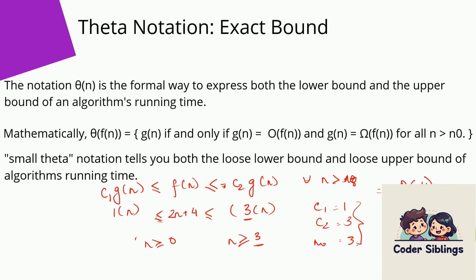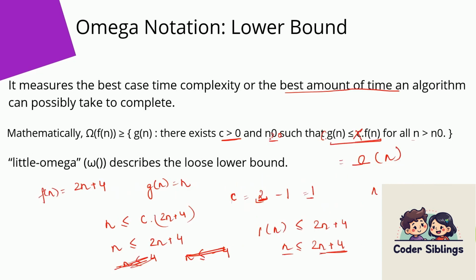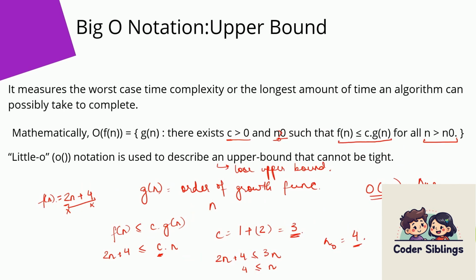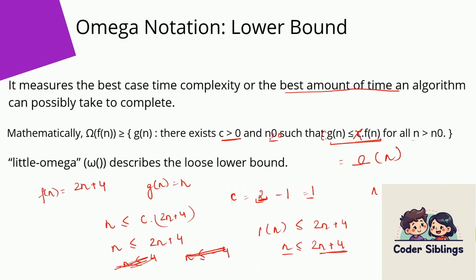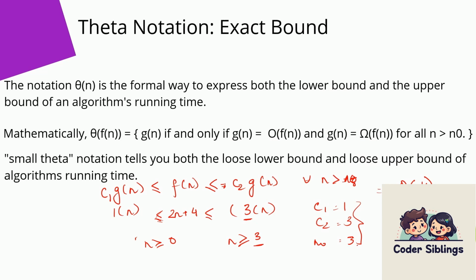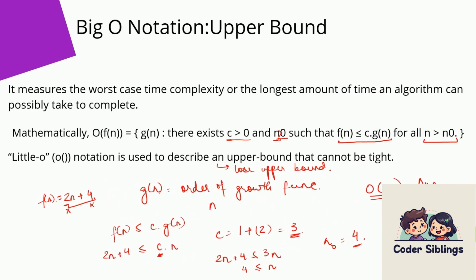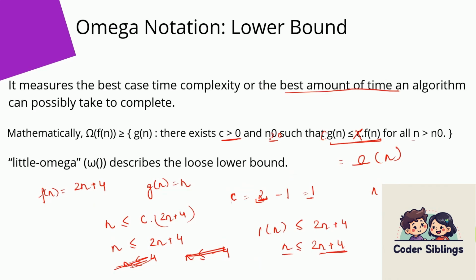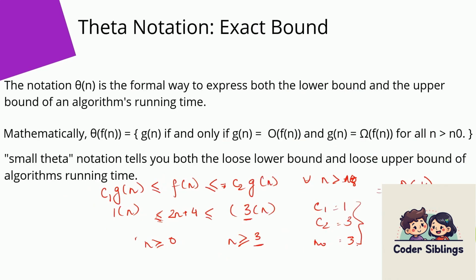So these are our notations, and this is how we compare with the function to find out the complexity in terms of big O notation, which is the upper bound, omega notation, which is the lower bound, and theta notation, which is the exact bound. Now, since we've calculated the complexities in terms of all of these notations for the function 2n plus 4, we can conclude that for big O, the best case complexity for any algorithm of this function 2n plus 4 will be big O of n, and same will be the complexities for omega notation and the theta notation.